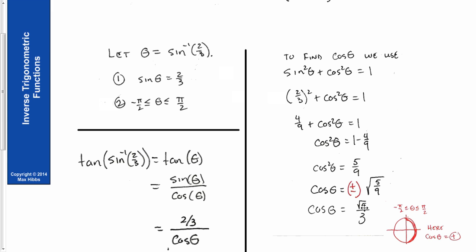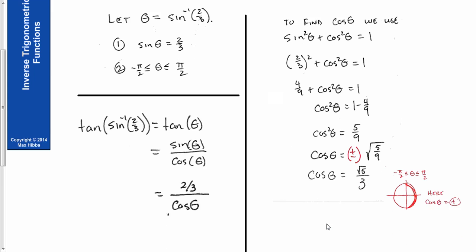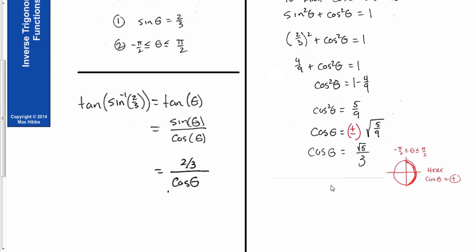Well, that's the square root of 5 over the square root of 9, and the square root of 9, of course, is 3. So we've determined the value now of the cosine of theta being square root of 5 over 3, and so we can replace it into our fraction here, put our cosine of theta in this position, and that's what I've done on this step. Okay, so now we have the tangent of the inverse sine of 2/3 is the fraction 2/3 divided by the square root of 5 over 3.